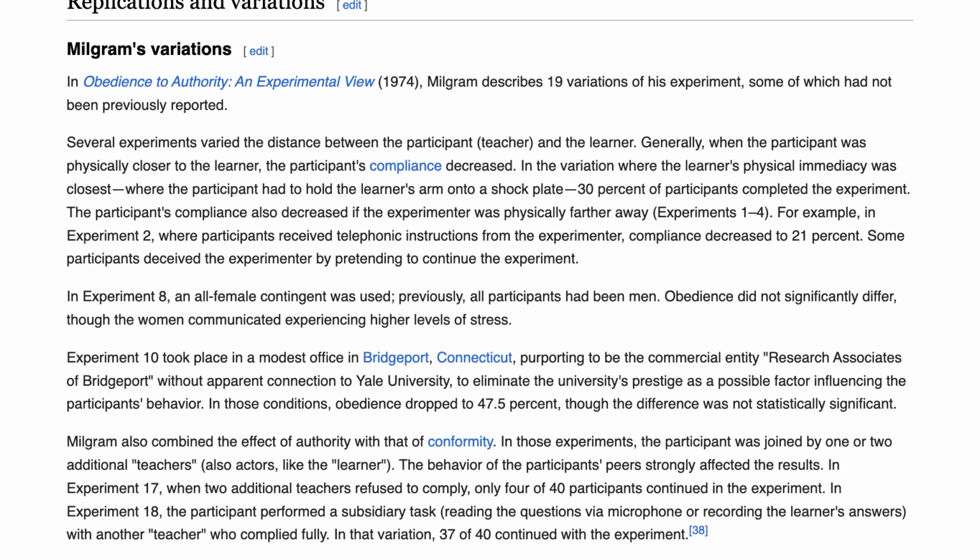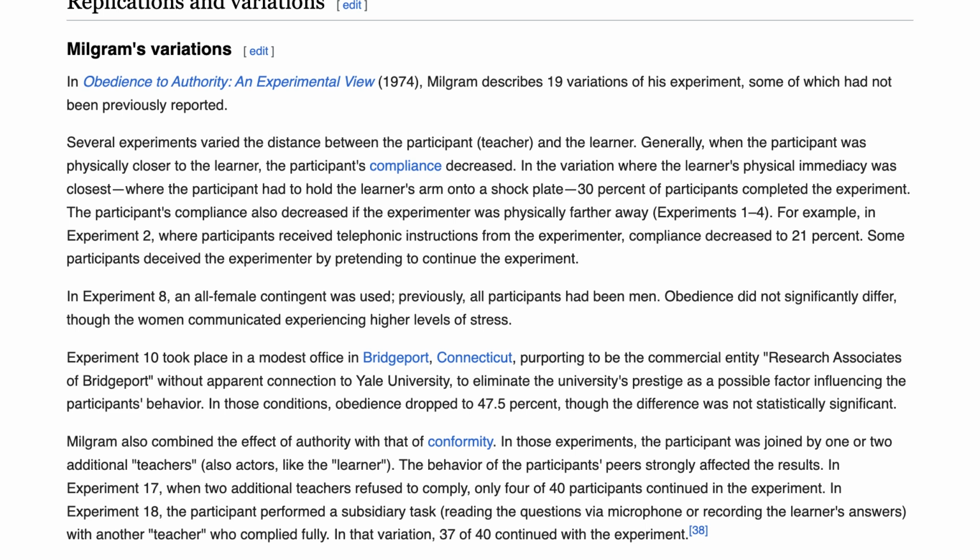Experiment 10 took place in a modest office in Bridgeport, Connecticut, purporting to be the commercial entity Research Associates of Bridgeport, without apparent connection to Yale University, to eliminate the university's prestige as a possible factor influencing the participants' behavior. In those conditions, obedience dropped to 47.5%, though the difference was not statistically significant. Milgram also combined the effect of authority with that of conformity. In those experiments, the participant was joined by 1 or 2 additional teachers, also actors, like the learner. The behavior of the participants' peers strongly affected the results.